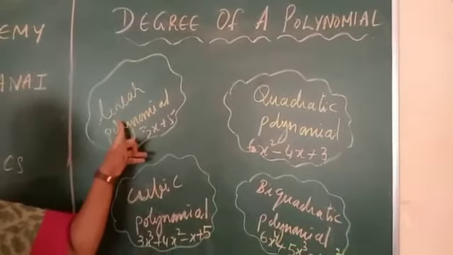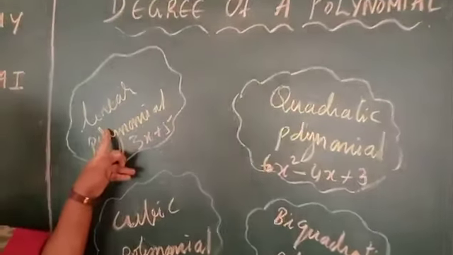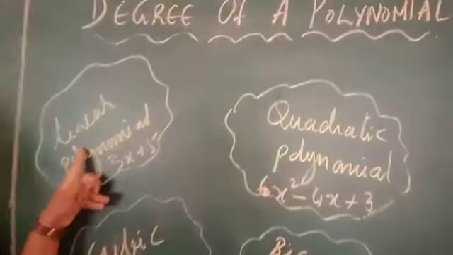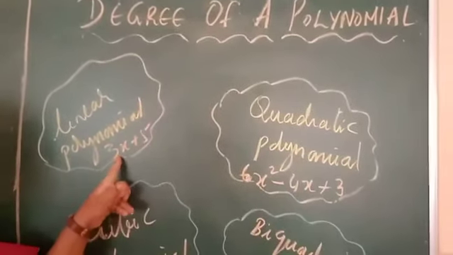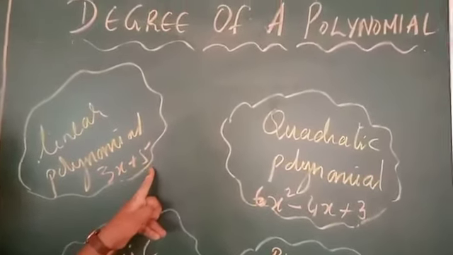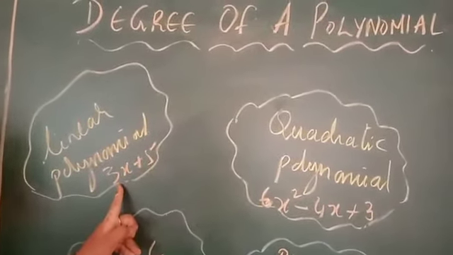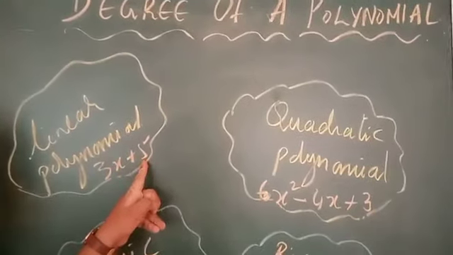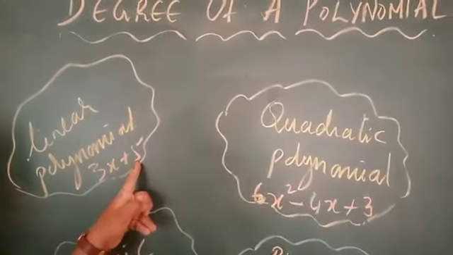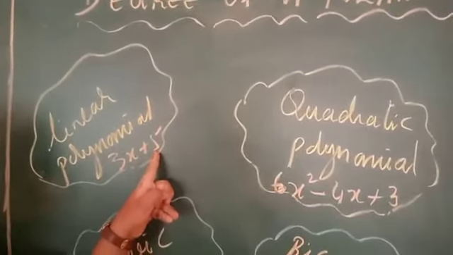What is a linear polynomial? Can you recall what a linear polynomial is? Yes, a linear polynomial is one whose highest degree is 1. This is called a linear polynomial. Here two terms are there: one is 3x, one is 5. A polynomial is nothing but a combination of two or more terms, one or two or three or four terms or more than that.